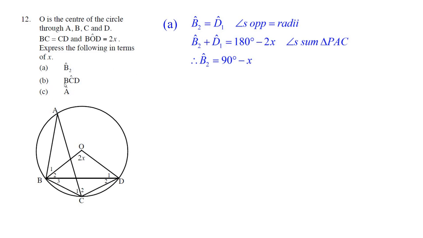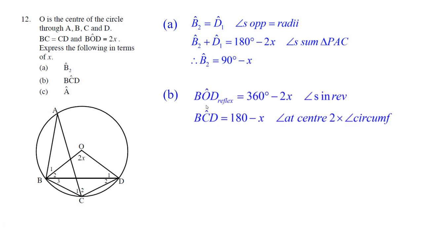Let's see. What about angle BCD in terms of x? BCD, this angle right here. Well, I know that the angle at the center is 360 minus 2x, and the angle at the center is twice the size of this angle. I bet I used that. Let's see what I did. I did do that. BOD is 360 minus 2x. The angle at the circumference is half as big, so it's half of that. It's 180 degrees minus x.